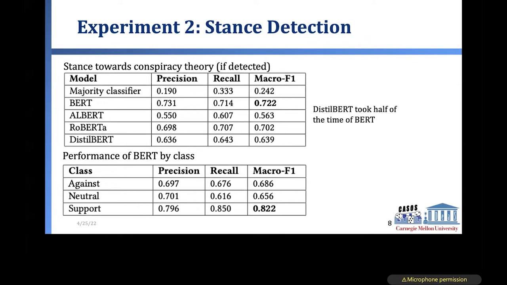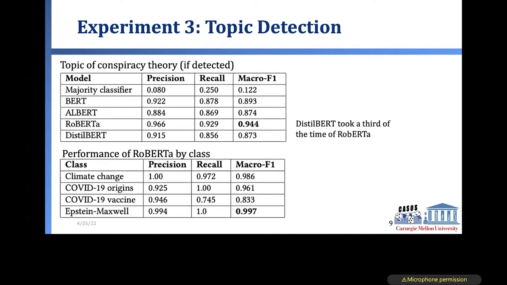Next, for the stance detection experiment, the best performing model was BERT using macro F1, and BERT performed best for the support class, which again is the majority. And then again, I'm just highlighting that DistilBERT took about half of the time of BERT and resulted in a macro F1 score drop of less than 0.1.